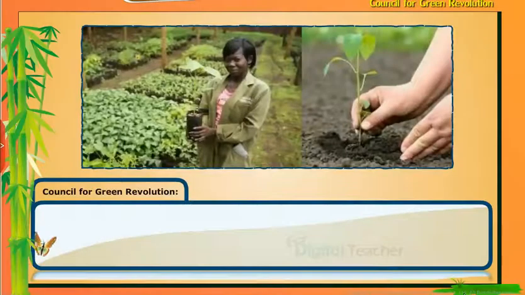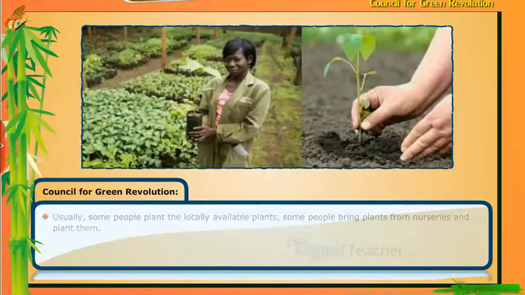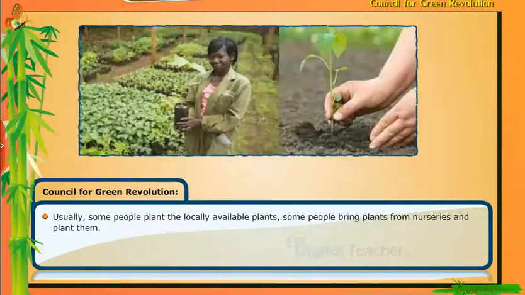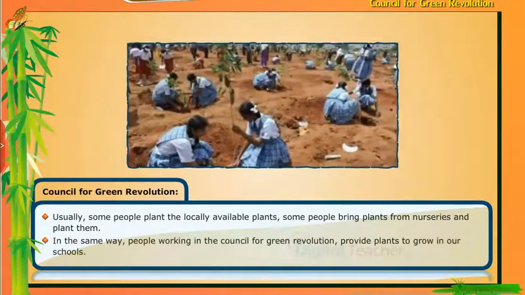Till now, we have learnt about planting trees and the precautions and protective measures to be taken. But do you know who gives us plants to plant? Let us learn about it. Usually, some people plant the locally available plants. Some people bring plants from nurseries and plant them. In the same way, people working in the Council for Green Revolution provide plants to grow in our schools.